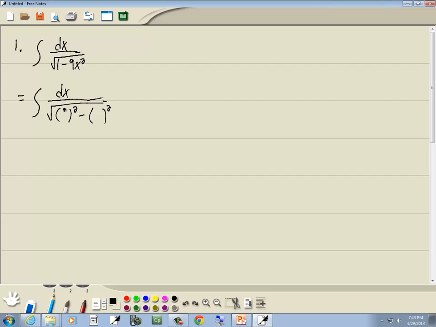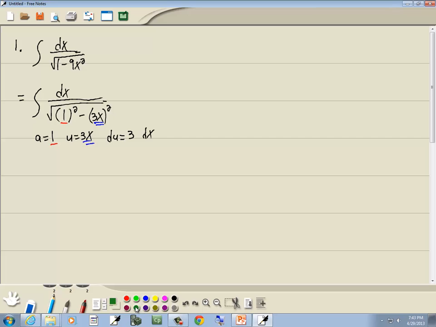Well, 1 we can rewrite: 1 times 1 gives you 1. And 9x squared would be 3x times 3x, which gives you 9x squared. Well, a would be 1. U would be 3x. Du would be 3 dx, because we take the derivative of 3x, which gives us 3, and then we put on our dx. So the a we have, and the u is accounted for.